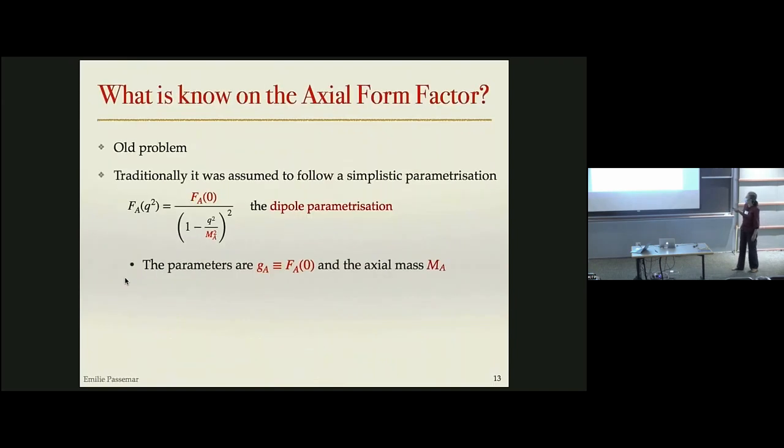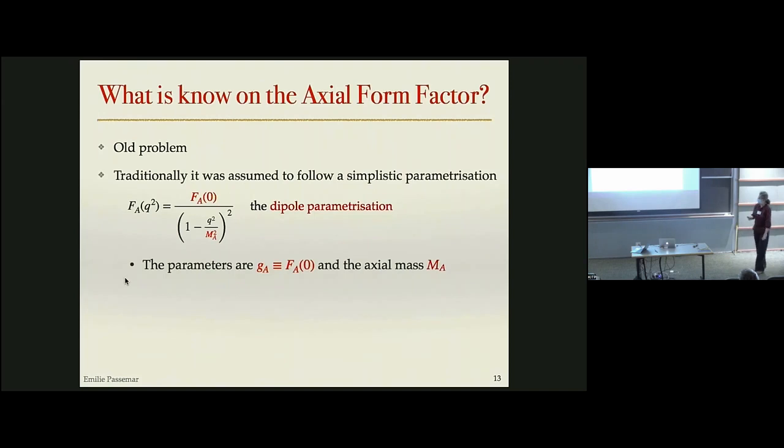So what is known about the axial form factor? Well, it's an old problem, okay? Traditionally, it was assumed to follow a simplistic parametrization called the dipole parametrization. We assume that the axial form factor is dominated by a double pole, okay? And this is mainly driven by the high energy behavior of the form factors that has to go like 1/q to the 4th, okay?